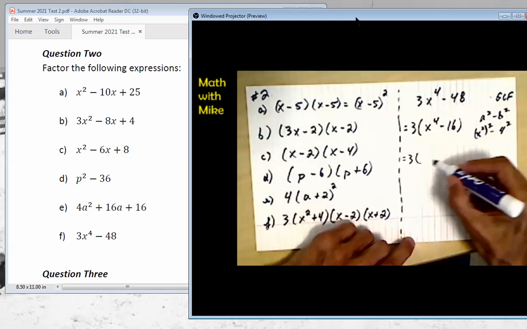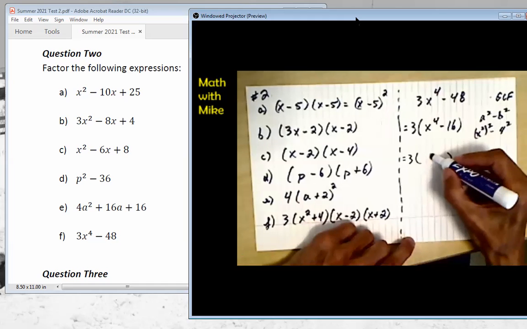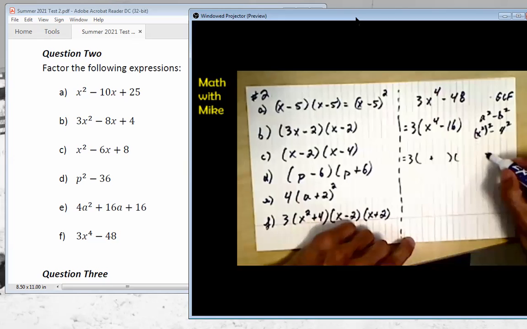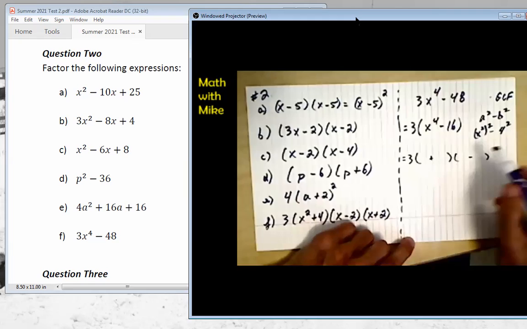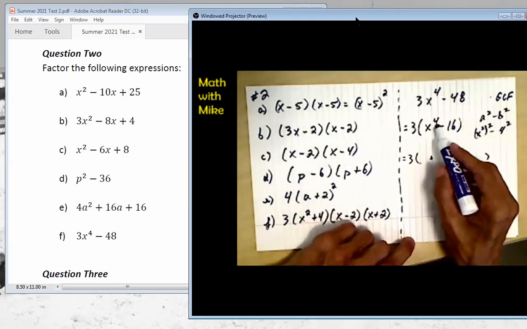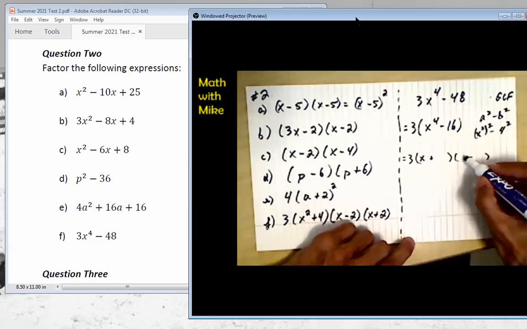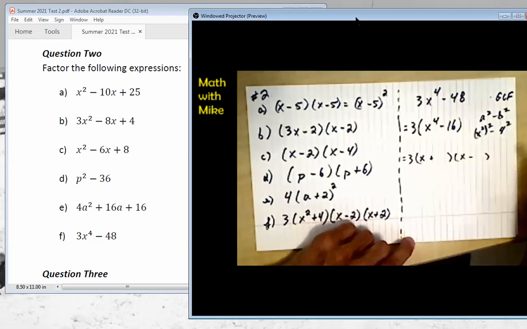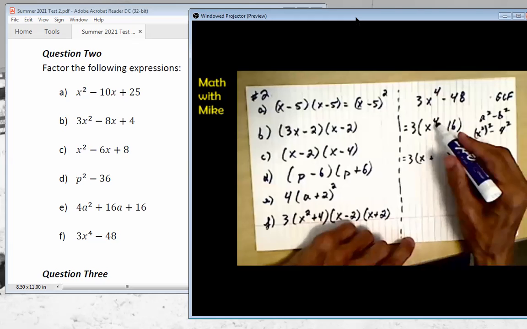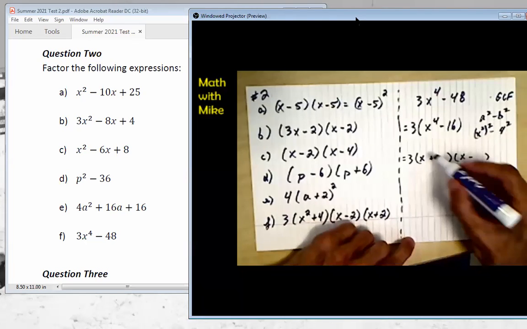So how does that work? One bracket gets a plus and the other bracket gets a minus, right? If it was just x squared, each bracket would get an x. But since it's x to the 4, each bracket gets an x squared.